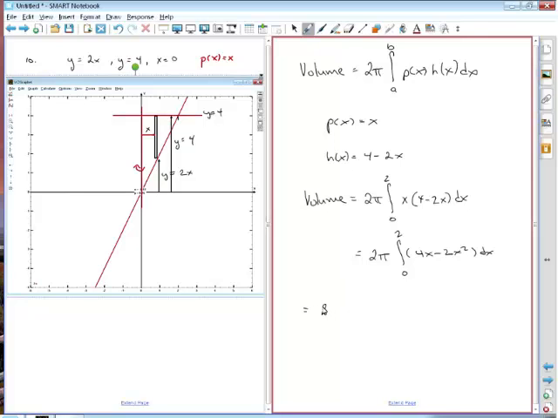And now we can actually do the integration, simple polynomial integration. 4 times the integral of x, which is x squared over 2, minus 2 times the integral of x squared, which is x cubed over 3. And then we evaluate the integral from x equals 0 to x equals 2.